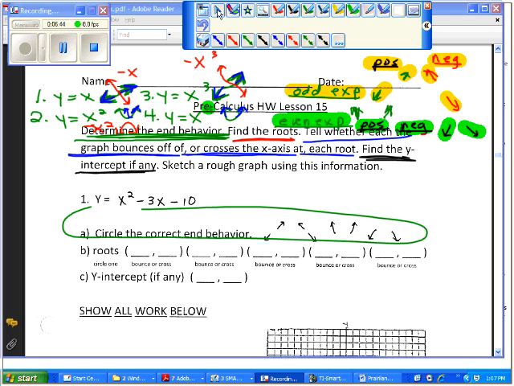Part 1. The next is to find the roots. Well, the roots are the zeros. The roots are the values of x when y is 0. So the roots are the zeros, and we're going to find those by some factoring method, and we're going to learn a whole lot more about factoring soon.